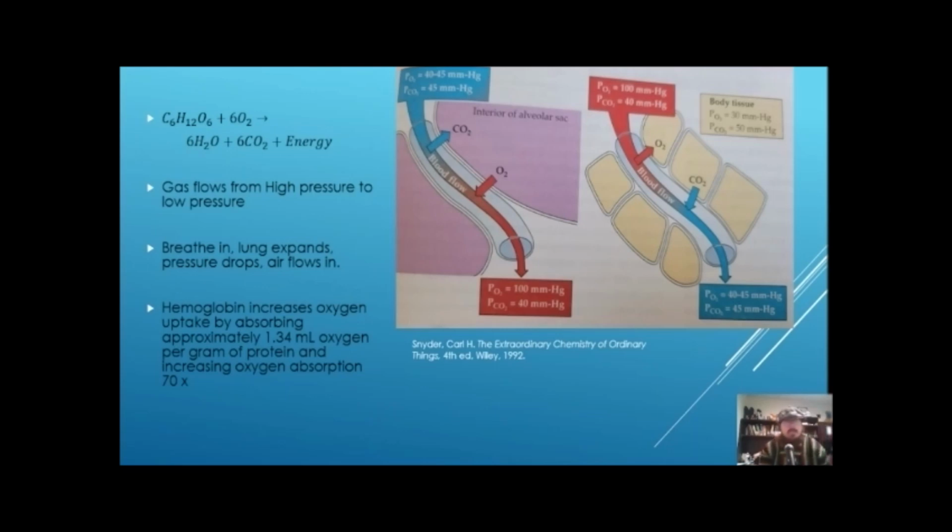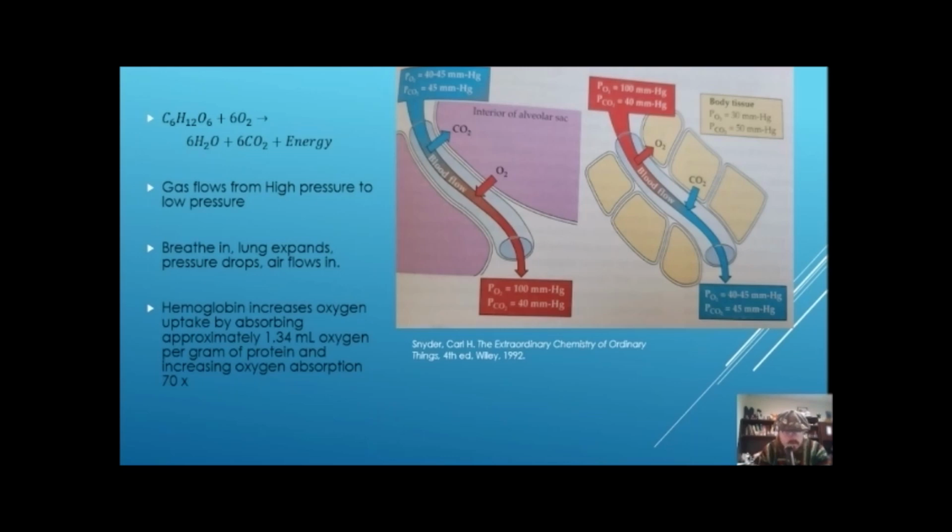So just looking at our lungs first. Remember, gas flows from high pressure to low pressure. So when you breathe in, your diaphragm goes down, and your lungs are allowed to expand, creating a low pressure system for air to flow in from the atmosphere. As you exhale, the diaphragm contracts and pushes up, causing the lungs to shrink, creating a high pressure system in the lungs, thus pushing air out.